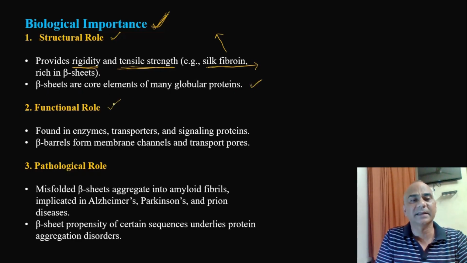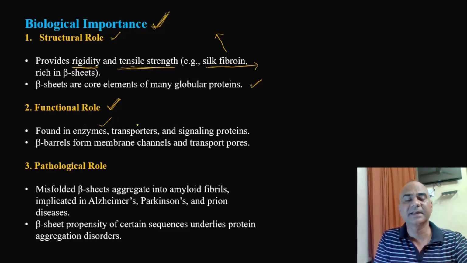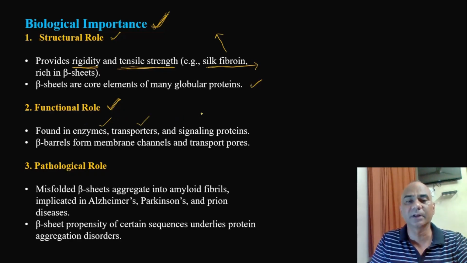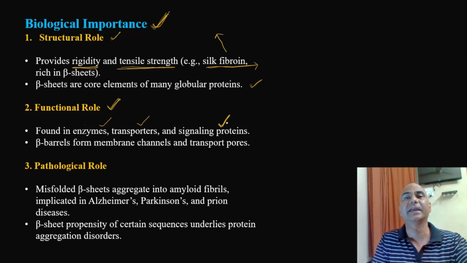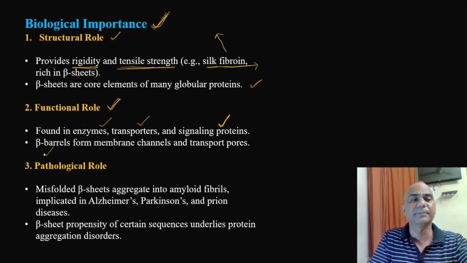And the other function is the functional role. What is the functional role of the beta sheet? It is found in enzymes. Many enzymes consist of beta sheets. Transporter proteins, which function like carrier molecules, also comprise the beta pleated sheet, and so do signaling proteins. Beta sheet is also a special component of signaling proteins. The beta barrel forms the membrane channels and the transportation ports.